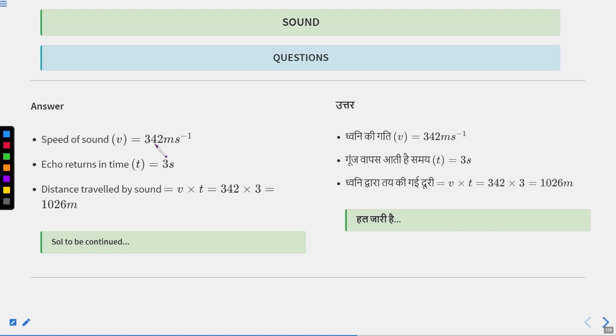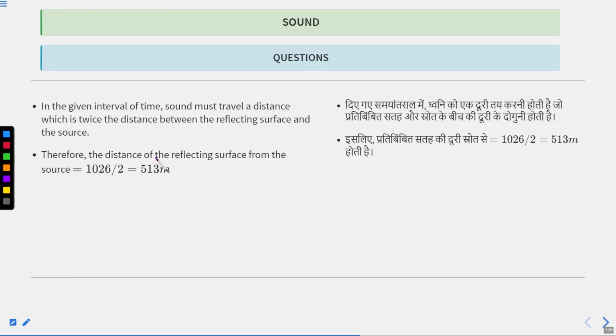The speed of sound is 342 meters per second. Time is 3 seconds. We first calculate the distance, which is 1026 meters, using the formula distance equals velocity into time. Okay, so the distance is clear. Now we have to calculate the distance between the reflecting surface and the source. It will be the distance divided by 2, which is 513 meters. Because the sound wave has traveled twice the distance. First the sound wave goes from the source to the reflecting surface, then it returns back, and it takes 1026 meters. So this distance will be 513 meters. So the distance between the reflecting surface and the source is 513 meters.